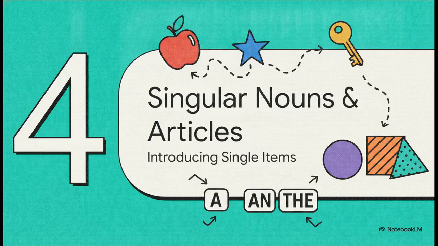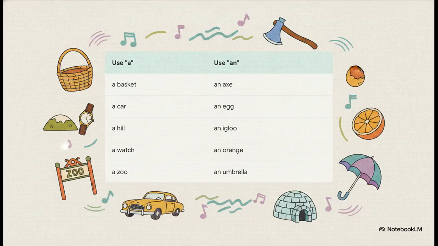Up next, Part 4, Singular Nouns and Articles. Now, the general rule of thumb here is honestly kind of musical. We use a before consonant sounds like a basket or a car, and we use an before vowel sounds, A, E, I, O, U, like an X or an egg. It's all about making speech flow smoothly. Seriously, try saying a egg out loud right now. It feels completely clunky, right? It just stops your breath. The an smooths the whole thing out.